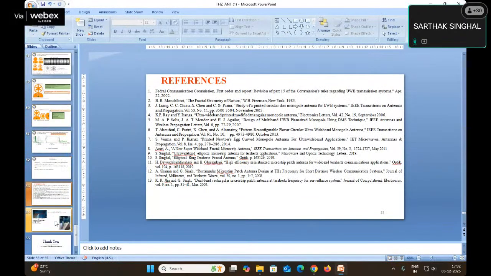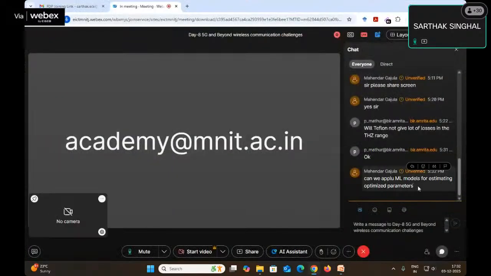If someone wants to ask any question or any query, we can discuss. Can we apply an ML model? Yeah, you can apply the ML model for estimating the optimized parameters, but for that you need a larger data set. If you have some data sets available for already existing models and structures, you can use the ML models, but it will definitely take time. It will take larger time than optimizing the geometries.